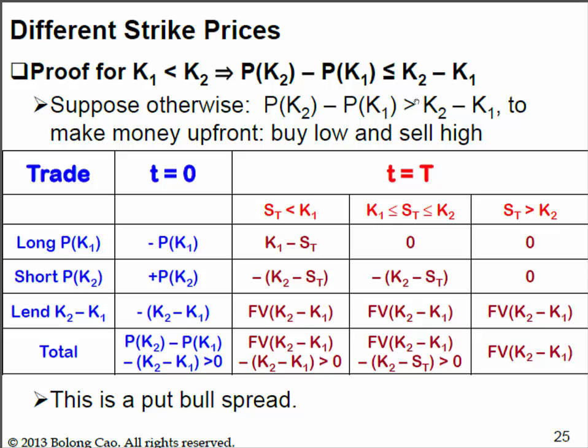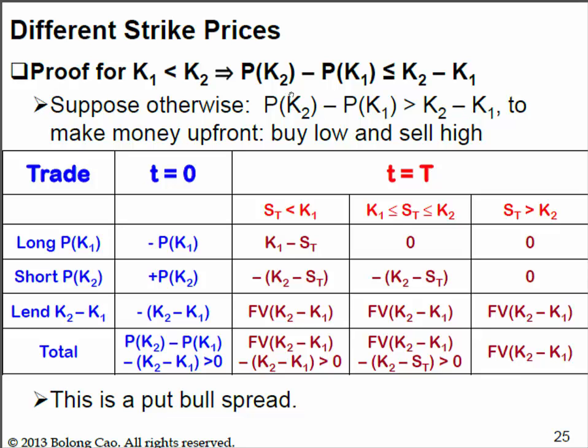Then what do we need to do? Still buy low, sell high. Buy low, we buy this difference in the strike. We are assuming the difference in the put premium is higher than the strike difference, so we need to buy the strike difference, which means basically we invest in a bond. Invest in a bond for that amount. When you invest in a bond, it basically means that you're lending money. You're lending money at the risk-free rate.